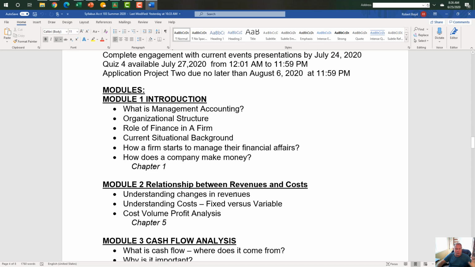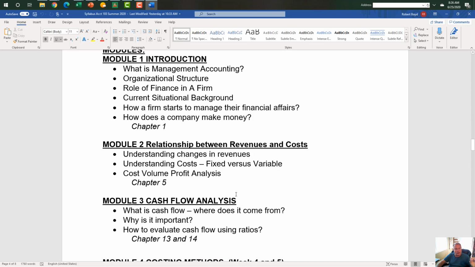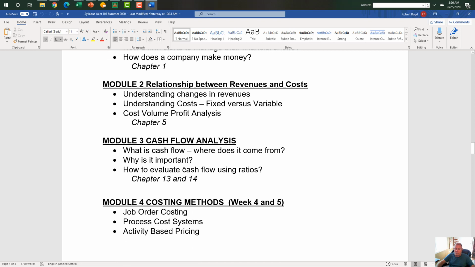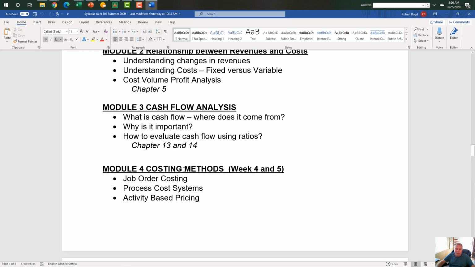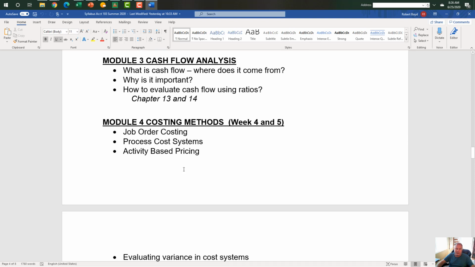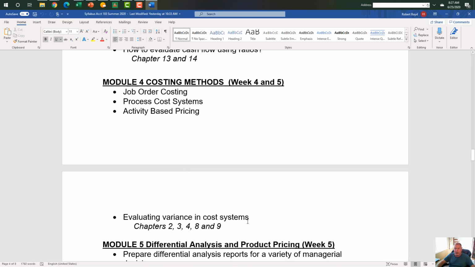So that's the introduction. We're going to move on to take a look at the relationship between revenues and costs. So how do we understand changes in revenue? Then how do we understand costs? How do we evaluate profit? We then move into cash flow: how to measure it, where it comes from, why is it important? Take a look at different costing methods, job order costing, process cost systems, activity-based pricing, and then some variance analysis. This probably covers the bulk of the material that's in the book.